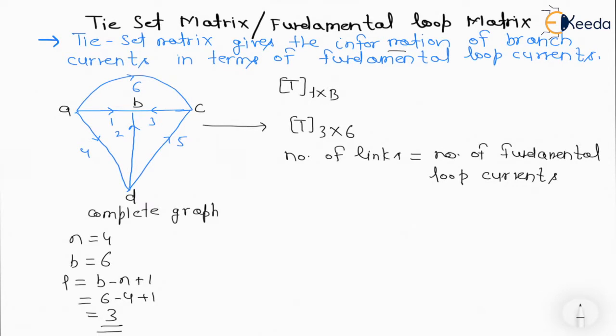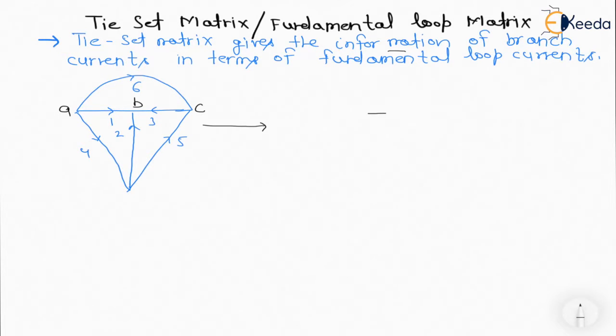If we draw the tree for this complete graph, then the number of trees will be n to the power n minus 2 for the complete graph, and this is a complete graph, so that will be 4 to the power 4 minus 2, which means 16. So for this complete graph we can draw 16 trees, but we have to select one tree to understand the concept of tie-set matrix. Now I am going to draw that tree.